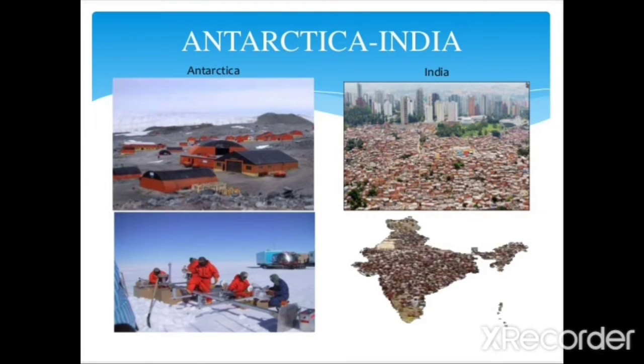These are some of the images from India and from Antarctica when the writer undertook the journey with some of the crew members.